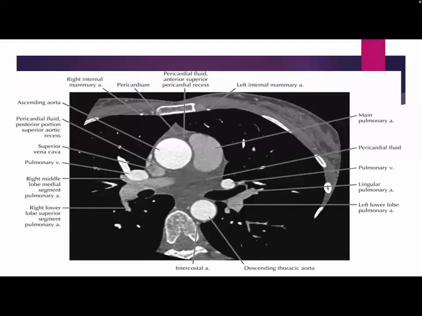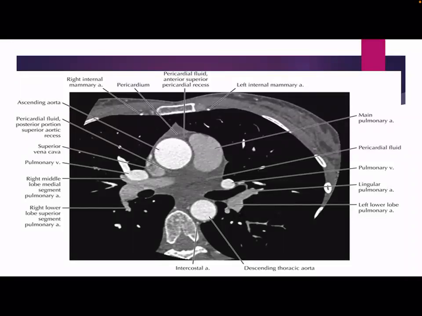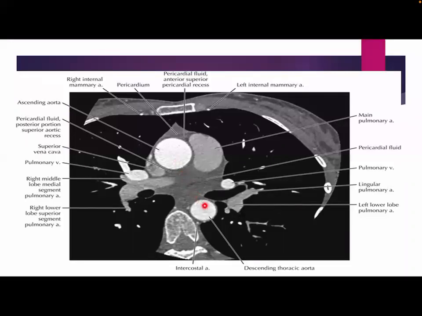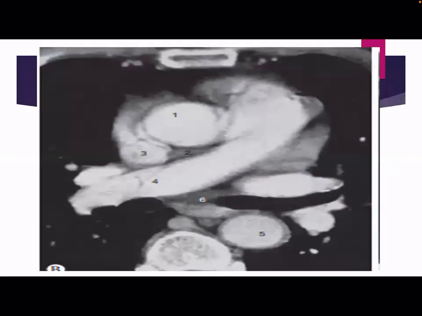This is an axial slice CT with contrast showing the ascending aorta, descending aorta, pericardial fluid here in the anterior superior pericardial recess, and this is the posterior portion, the posterior superior aortic recess. This is also CT with contrast. Here we have the transverse sinus, and this is the oblique sinus. This is the ascending aorta, superior vena cava, and descending aorta.